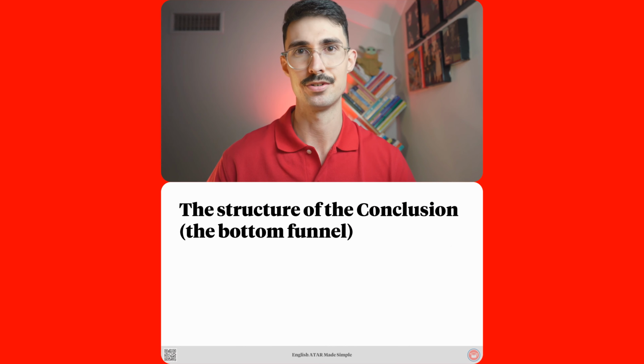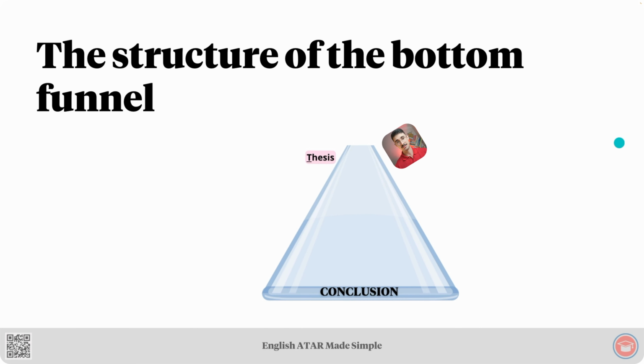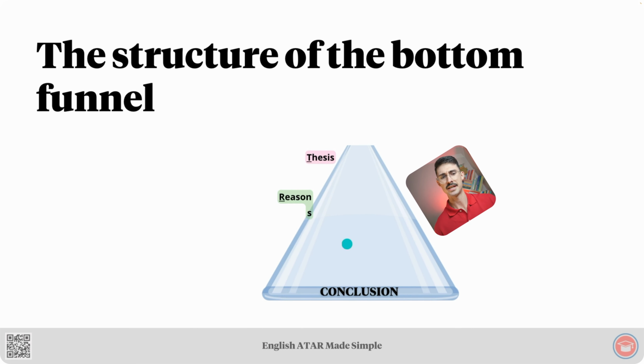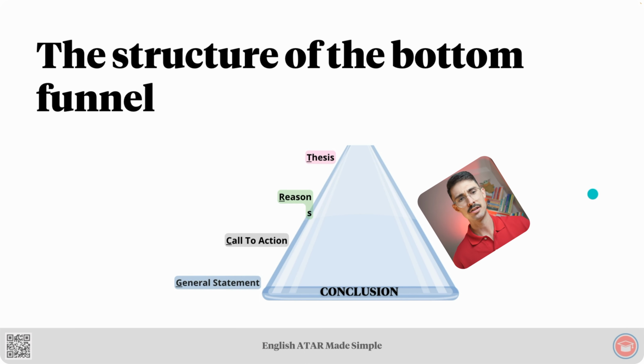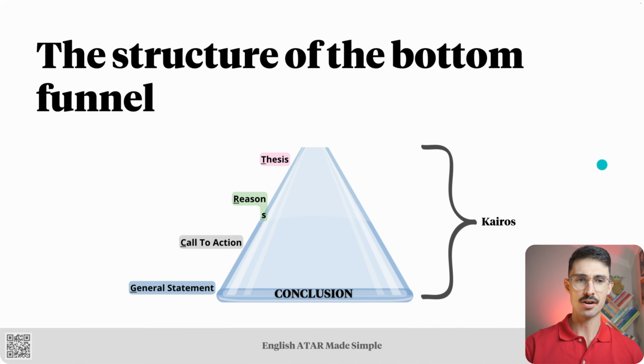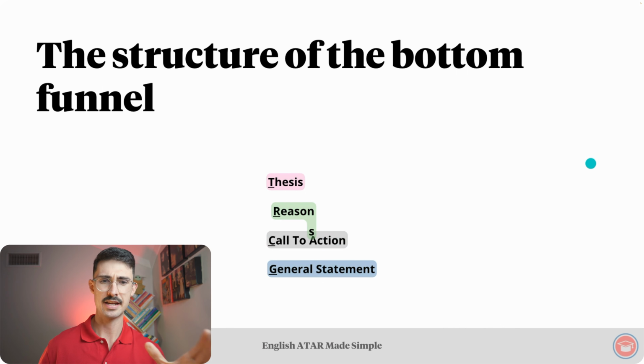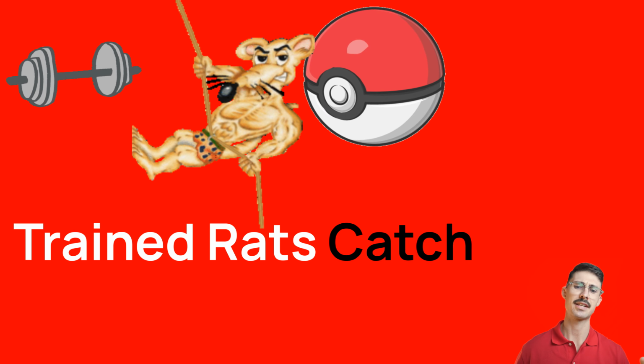which is the conclusion. Here is our bottom funnel, and here are our elements of it. We've got the thesis, then the reasons element, then we have the call to action element, and finally the general statement. The theme of this paragraph, the final one in our persuasive speech, is kairos. 4 elements, TRCG, but I like to refer to them as trained rats catch goats.